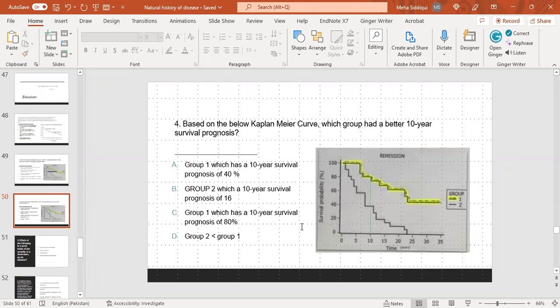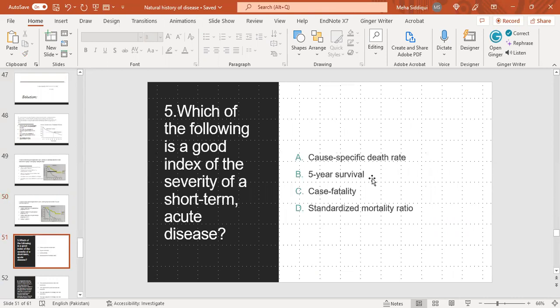Based on the below Kaplan-Meier curve, which group had a better 10-year survival prognosis? Group 1, which has a 10-year survival prognosis of 40%, Group 2, which has a 10-year survival prognosis of 16 years, Group 1, which has a 10-year survival prognosis of 80%, or Group 2 has less survival than Group 1. Any idea? We can see that at 10-year survival, prognosis is 80% for group 1. So C is the right option.